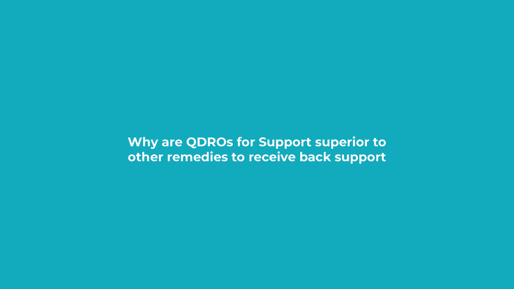A QDRO is an acronym for Qualified Domestic Relations Orders. And a QDRO for support is a court order that allows for payment for support, whether it's spousal support, child support, or alimony, to be paid directly from the plan to the former spouse. The reason you would get a QDRO for support is if the participant is not paying you.